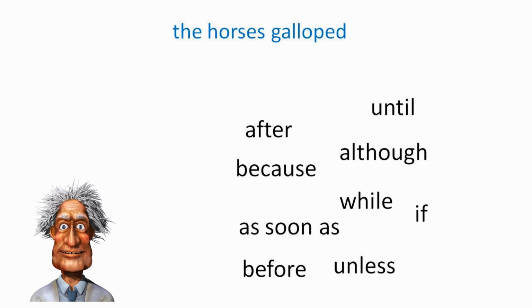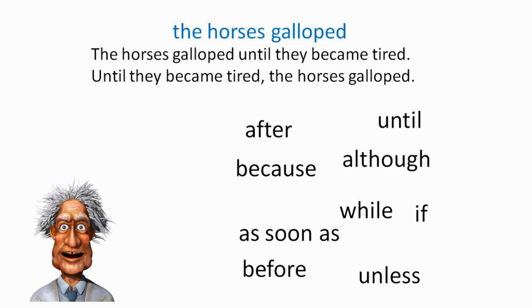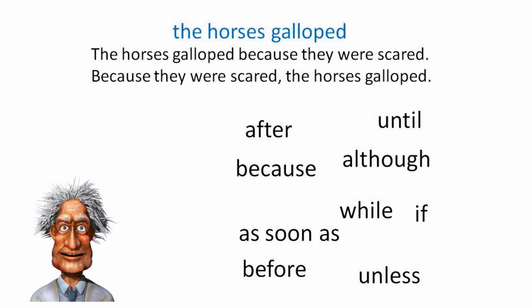Have a look at this example. The horses galloped. Can you use one of these conjunctions to add to the sentence, to turn it into a complex sentence? The horses galloped until they became tired. Until they became tired, the horses galloped. The horses galloped because they were scared. Change the order. Because they were scared, the horses galloped.